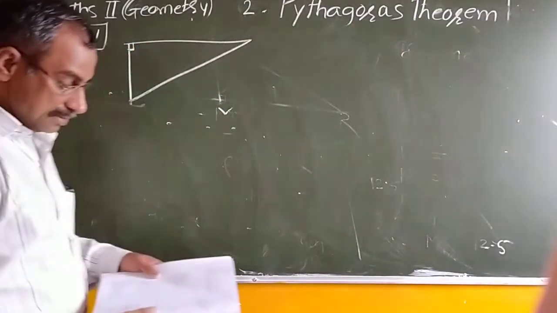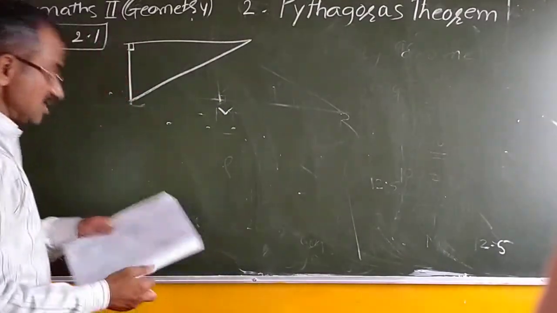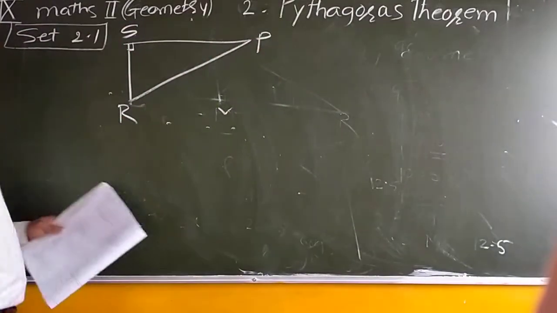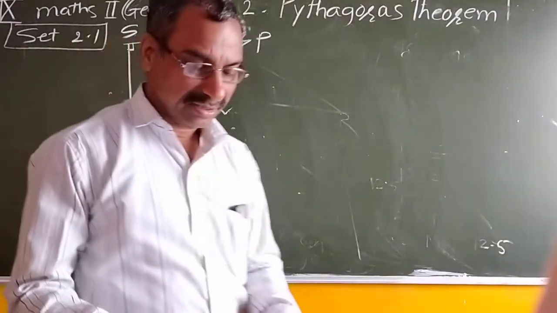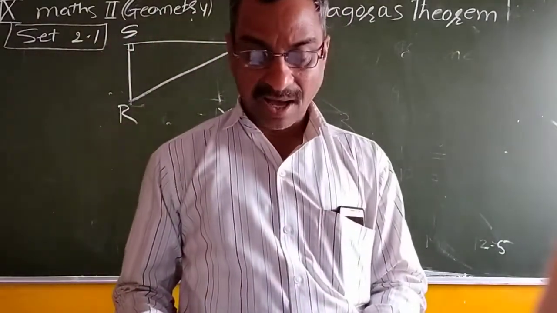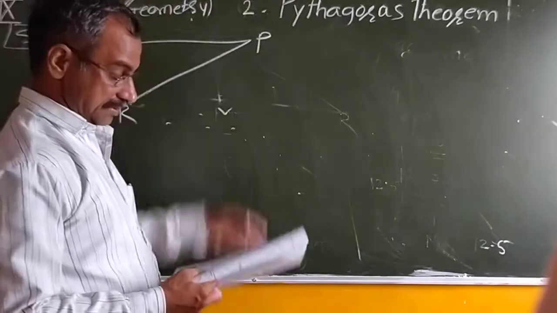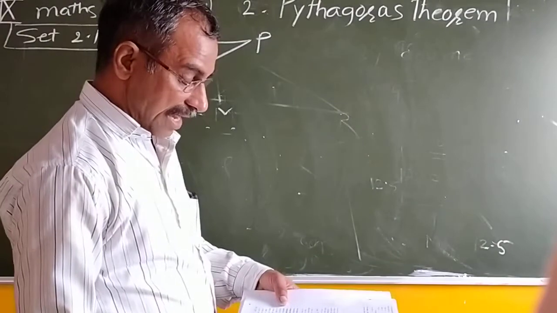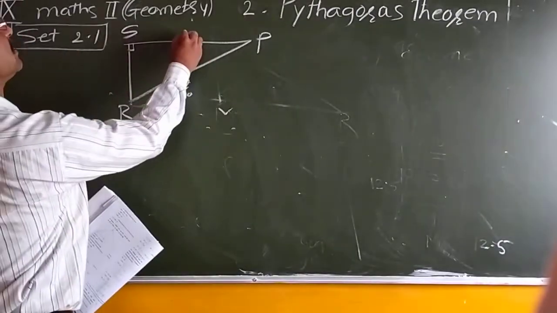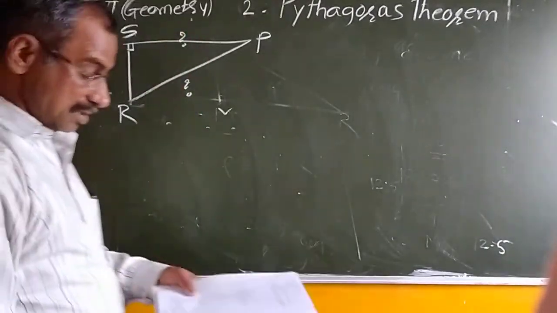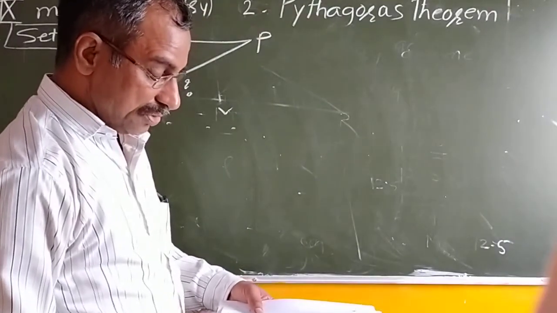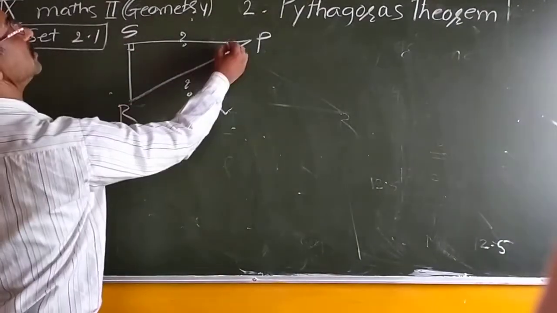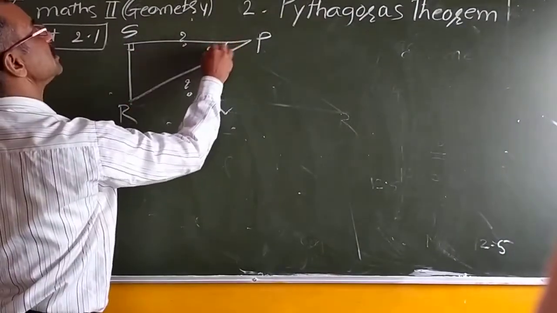Right angle triangle PSR. Then I will read the question. In the figure, find RP. And PS also. Find both sides using the information given in the triangle PSR. So there is information given.